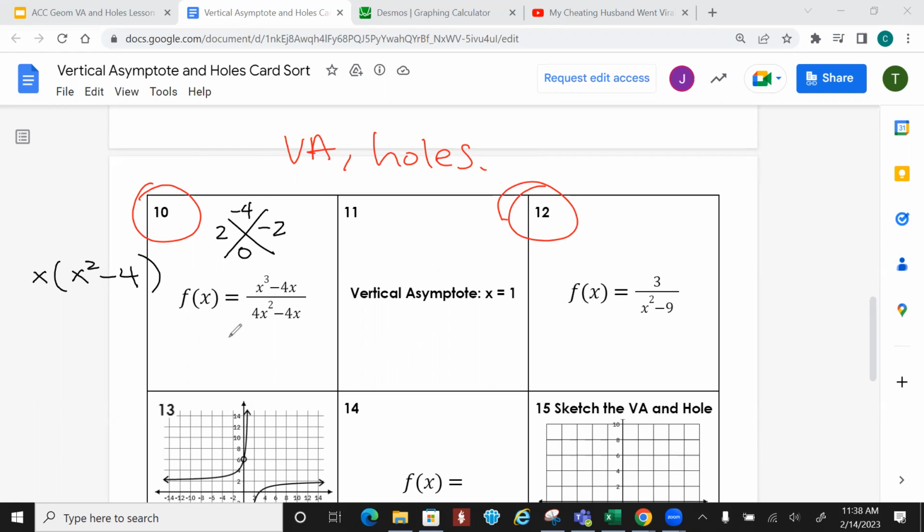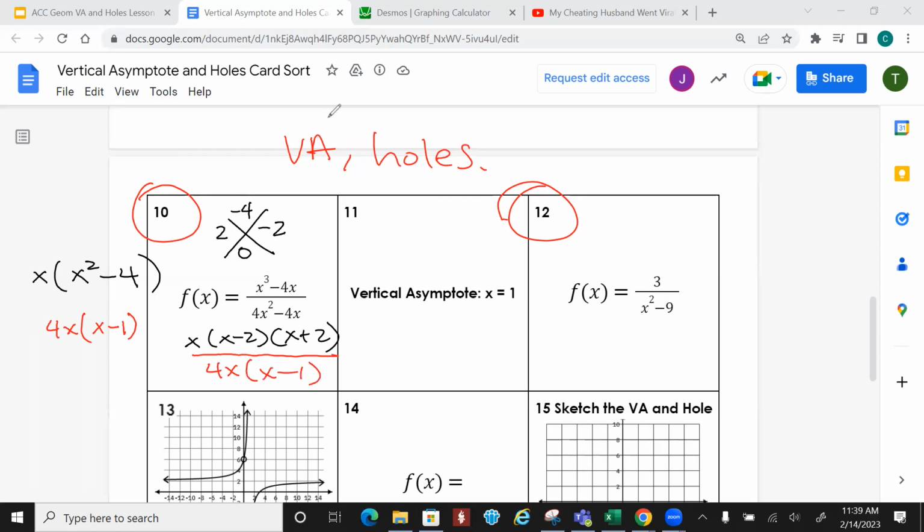We've got to work on our factors. Okay. So that means that the top portion is going to be written out as x times x minus 2 times x plus 2. In the bottom, we can take out a 4x and we're left with x minus 1. So the bottom piece is going to be 4x times x minus 1.